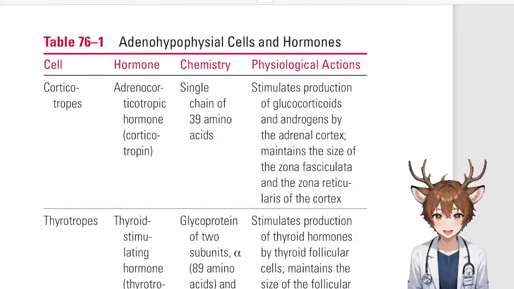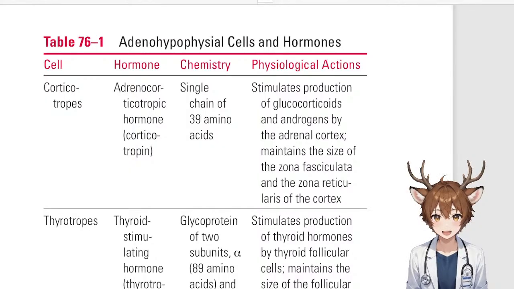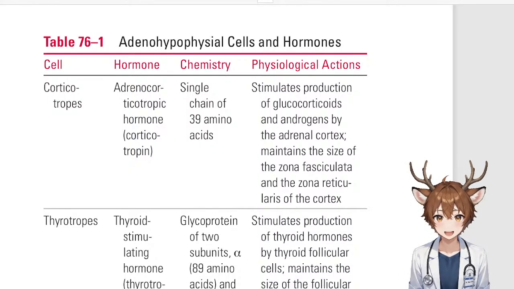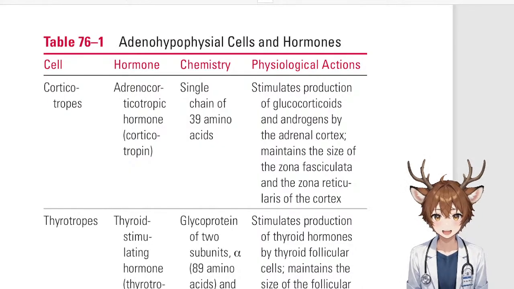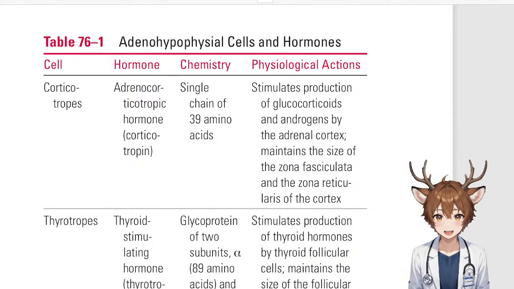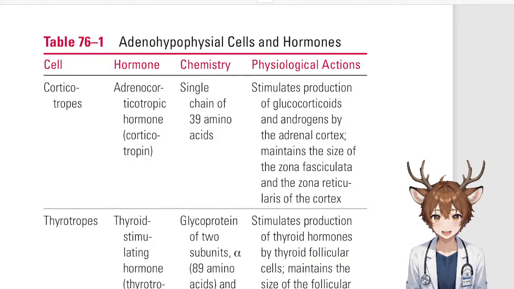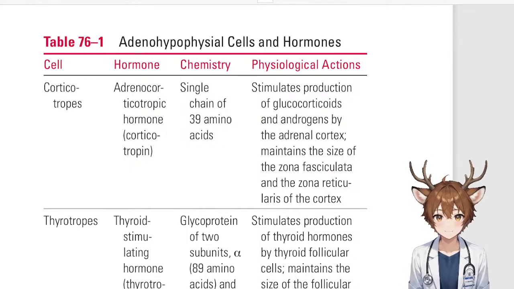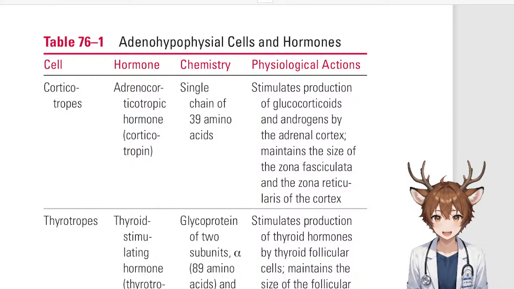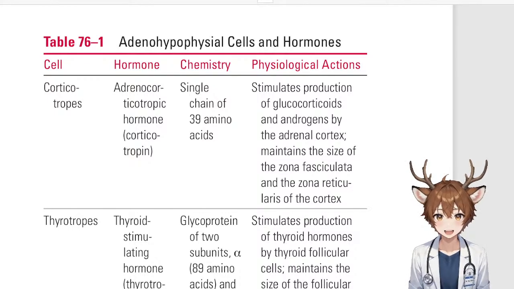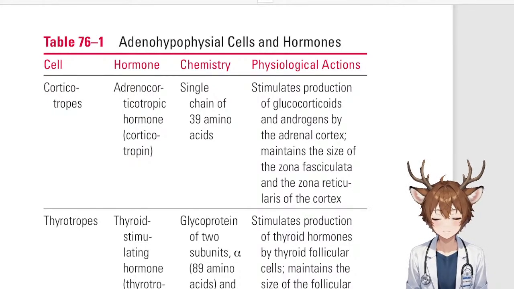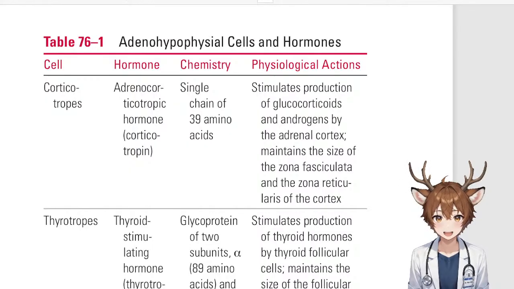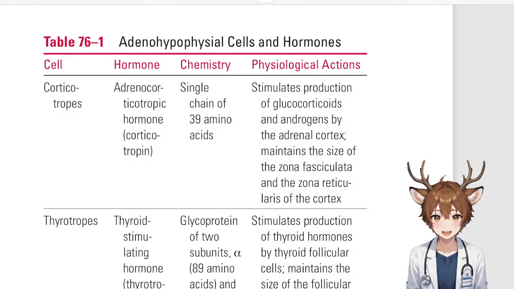Now, if I'm not mistaken, it's glomerulosa, fasciculata, and reticularis. Reticularis is where the androgens are being made. Those are where the sex hormones are being made. And the fasciculata, I believe that's where glucocorticoids are being made. That's basically mineralocorticoids in the glomerulosa, the glucocorticoids in the fasciculata, and then the sex hormones in the reticularis of the cortex.